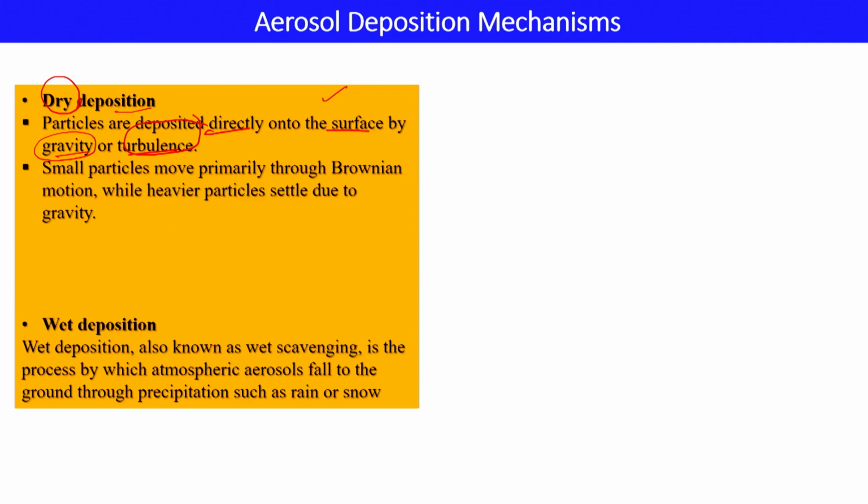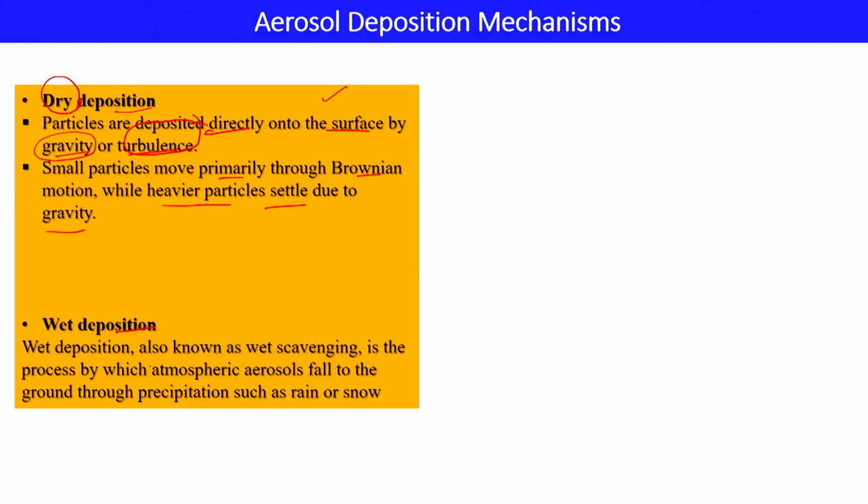Because these dust particles contain lots of pollutants, we will discuss the key nutrients. I am not going into much detail, as I have already discussed this, but when they are transported and deposited, they can affect biogeochemical processes. Smaller particles move primarily through Brownian motion, whereas heavier particles settle down due to gravity. So this is very important, and we will see what equations we can use.